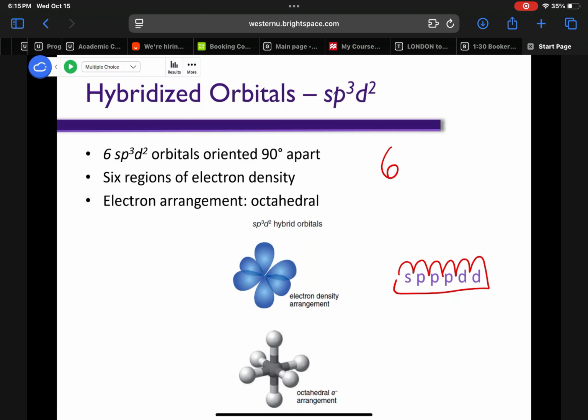We orient them as far away from one another as possible, and lo and behold, that gives us an octahedral shape. The angles between these hybridized orbitals are all 90 degrees. They're all pointing away from one another at 90 degrees. If we have 6 regions of electron density, that means we have sp3d2 hybridized orbitals.